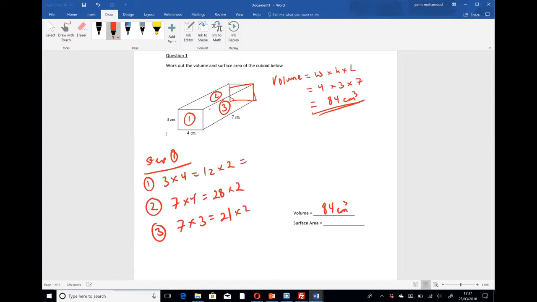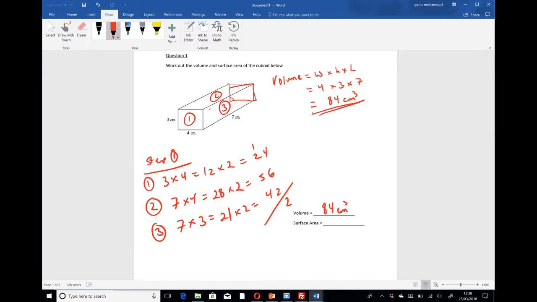So then we're going to do 12 times 2, which is 24. 28 times 2 is 56. Lastly, 21 times 2 is equal to 42. Now we're going to add all of them together, and that should give us the surface area of the cuboid. So 4 plus 6 is 10. 10 plus 2 is 12. Put the 2 down, carry the 1. 1 plus 2 is 3. 3 plus 5 is 8.